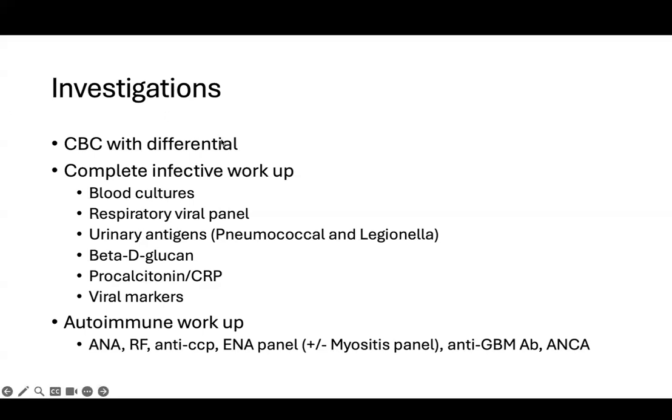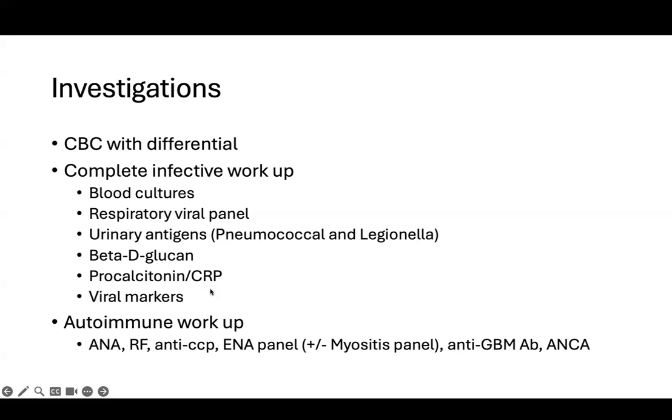Infection, inflammation, and malignancy. So infection would be a precipitant for ARDS itself, it need not just be in the lung. So you do a CBC and then you do a complete infective workup, which can include blood cultures, respiratory viral panel. You can send things like BioFire. If not from the nasopharynx, minibal also. Urinary antigens for pneumococcal and Legionella, viral markers for HIV, a beta D glucan if you're suspecting a PCP, and procalcitonin if you're suspecting bacterial sepsis.